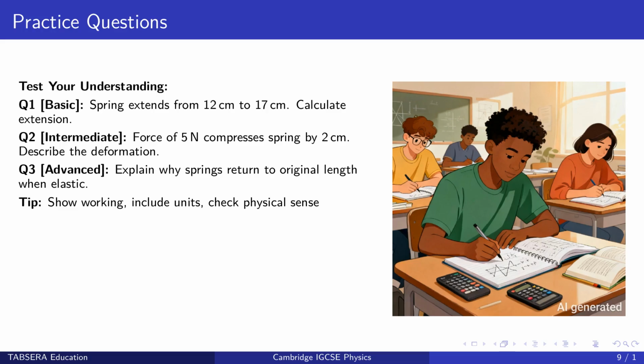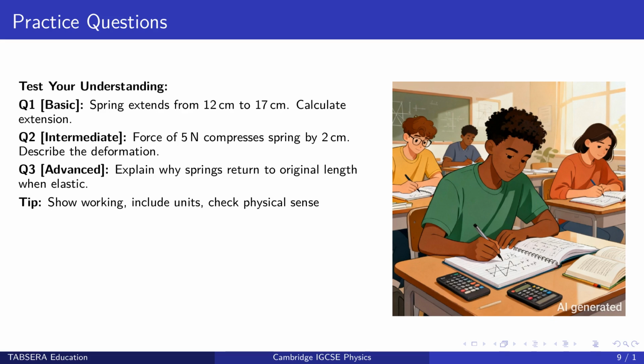Now practice what you've learned with these 3 questions. Question 1 is basic level. It asks, a spring extends from 12 centimeters to 17 centimeters. Calculate the extension. This tests your understanding of the extension formula.